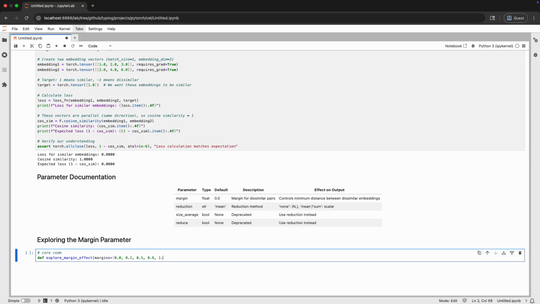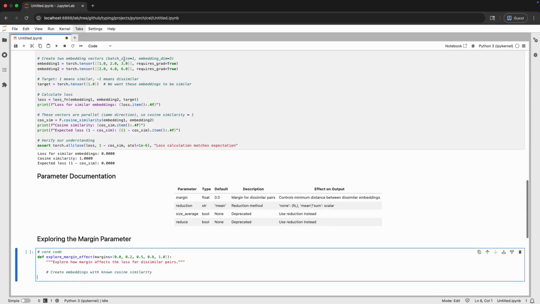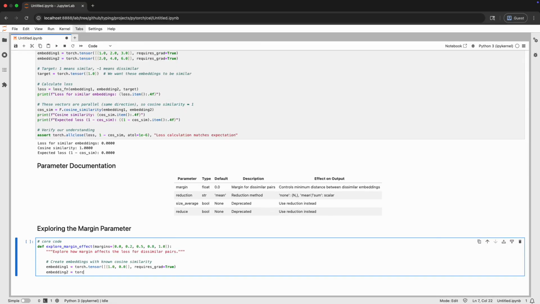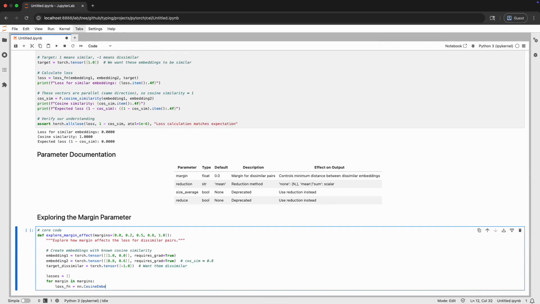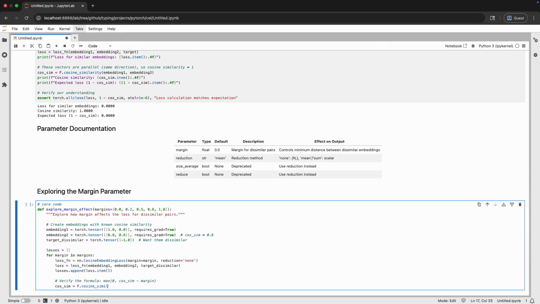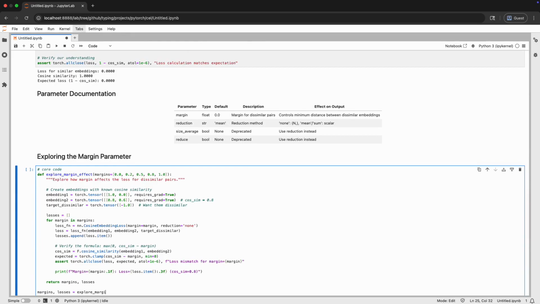Now I'll explore how the margin parameter specifically affects dissimilar pairs. I'm creating two embeddings with a known cosine similarity of 0.8 and setting the target to -1, meaning we want them to be dissimilar. Let's see how different margin values affect the loss calculation.